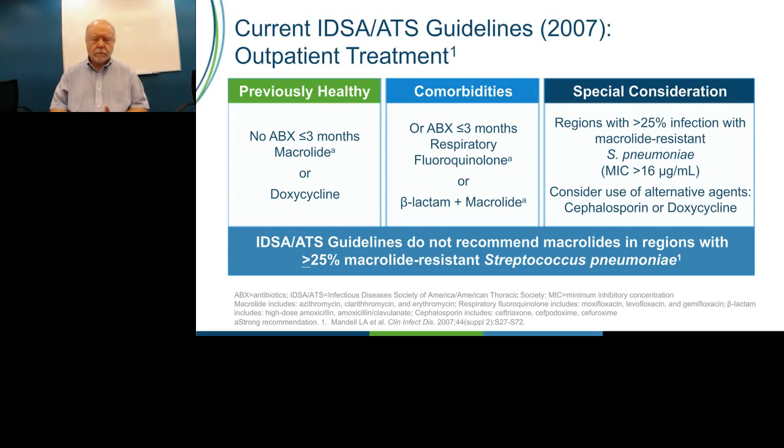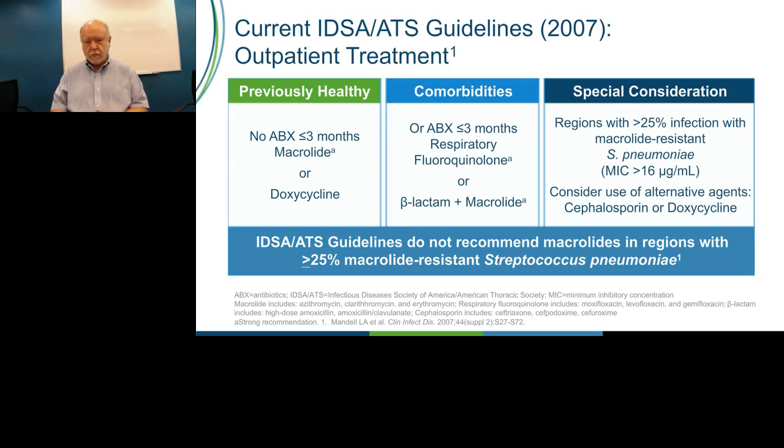However, the IDSA also say that any region where antibiotic resistance amongst pneumococci, the number one bacterial cause, exceeds 25%, then you need to find an alternative. Now, I didn't show you earlier the tetracycline resistance rates in the US, but they're presently around 27, 28%. So for the previously healthy, no antibiotics in the prior 3 months, macrolide resistance is approaching 50% in the US. Doxycycline resistance is over 25%.